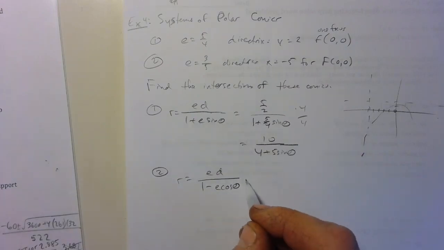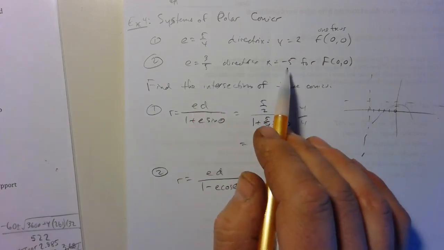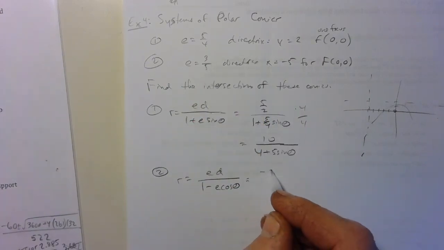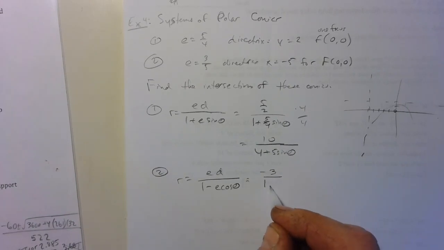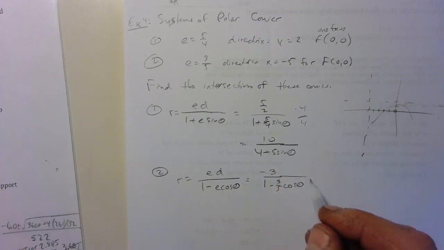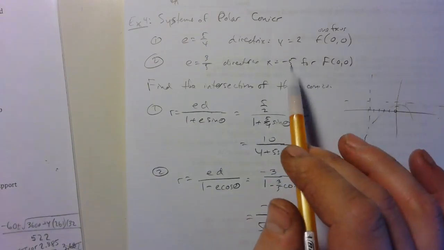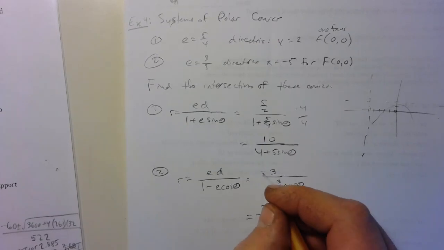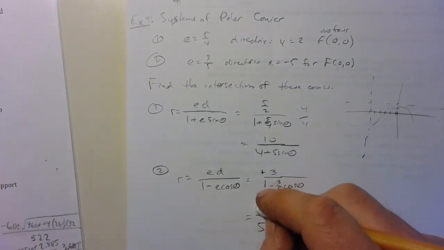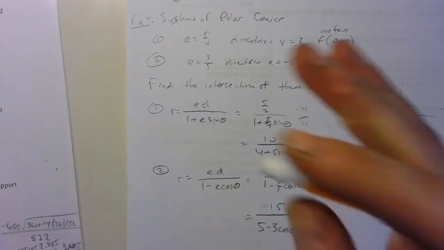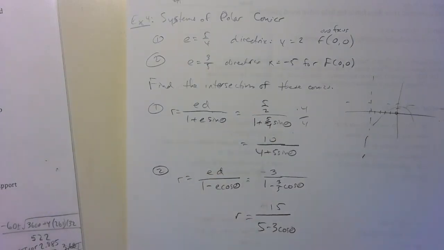When we put it in, with e and the distance being 5, we get 3 on top, over 1 minus 3/5 cosine theta. We multiply by 5, so we'll get 15 over 5 minus 3 cosine theta as our equation for the second one. Sorry, our x was negative 5, but our d was 5, so that becomes positive. Those are just positives there, so I'm going to go back and fix that. Sorry about that.